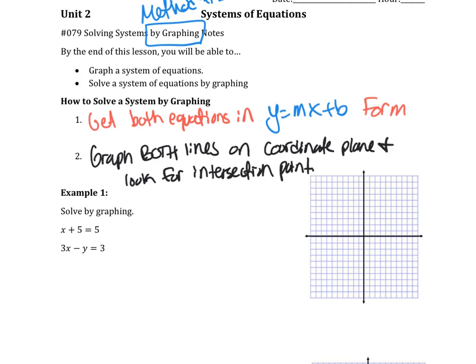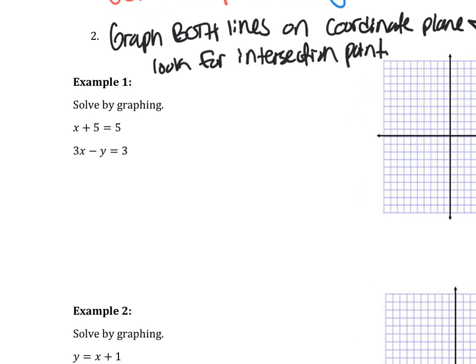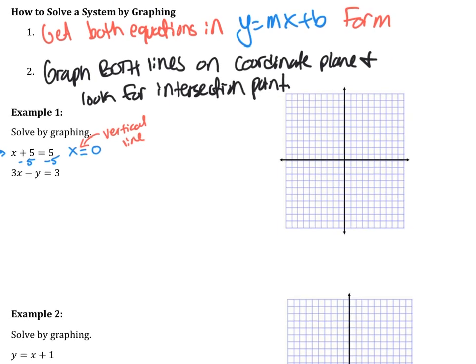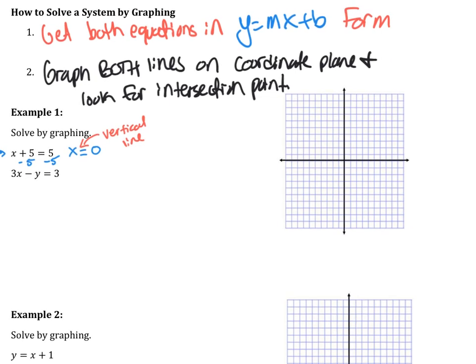And the point where they intersect will be your solution. So for example 1. So in this case, our first equation here is x plus 5 equals 5. There is no y. And so if we get x by itself, we get x equals 0. Remember, whenever we have just x equals a number with no y anywhere to be seen, this is a vertical line. So a vertical line at x equals 0 will just be that y-axis there. Okay, so that's our first equation.